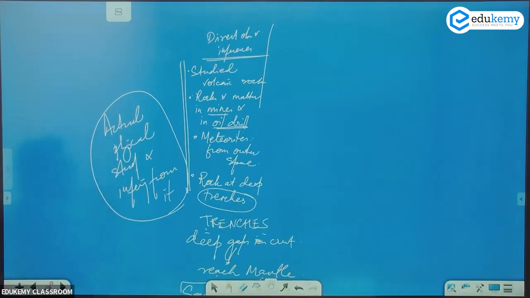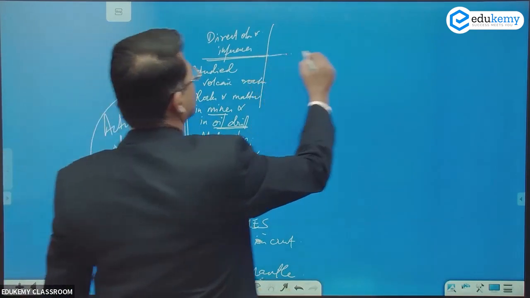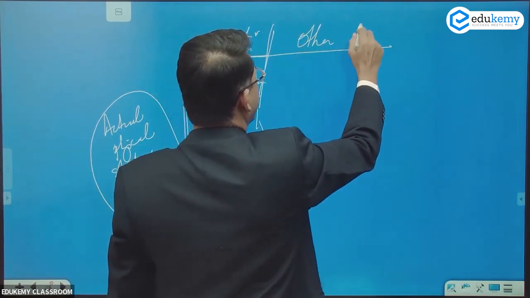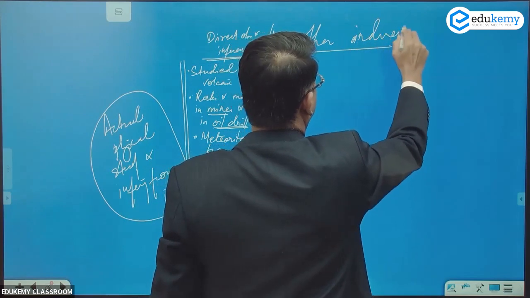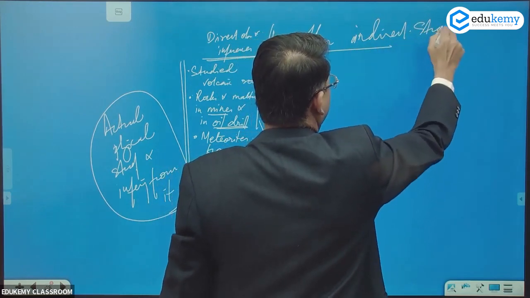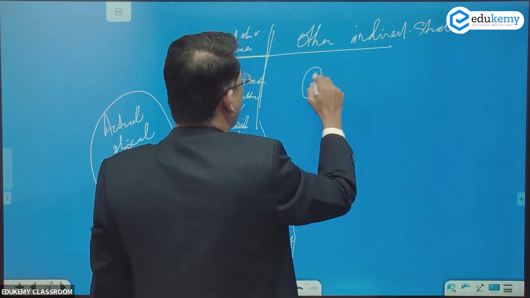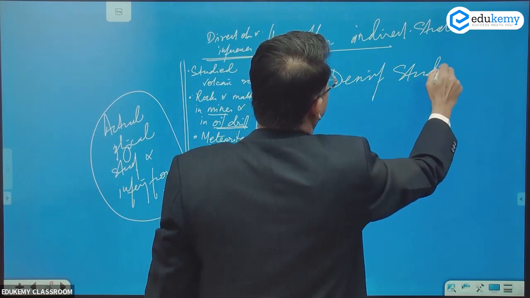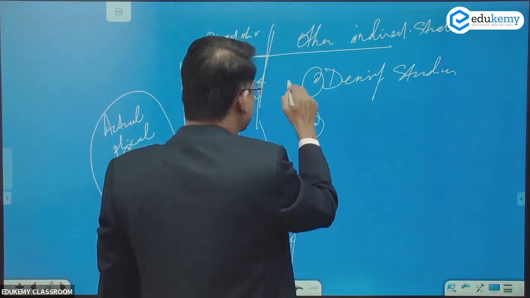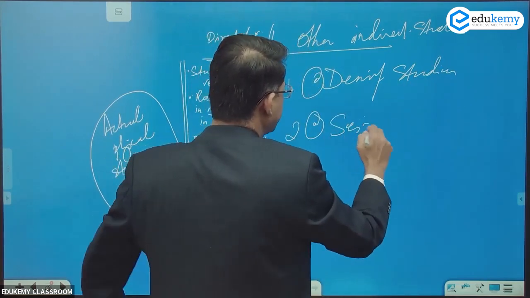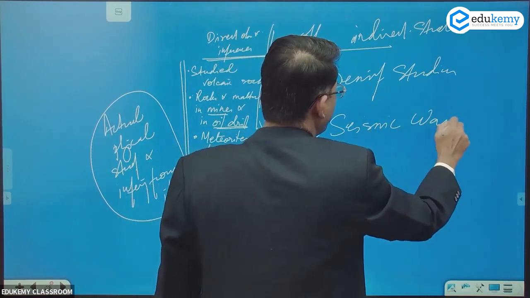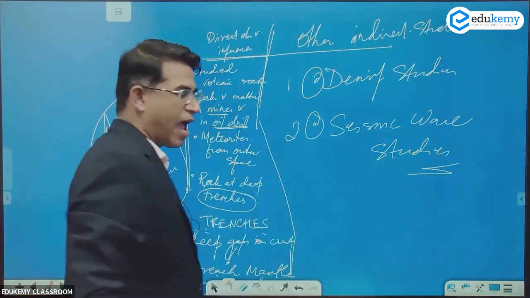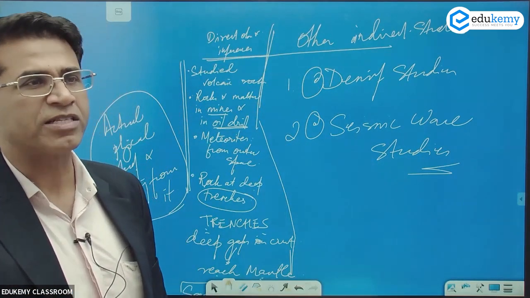Okay, all done? So now we have certain other indirect studies. Mainly there are two. One is the density studies, and the next is the seismic wave studies.